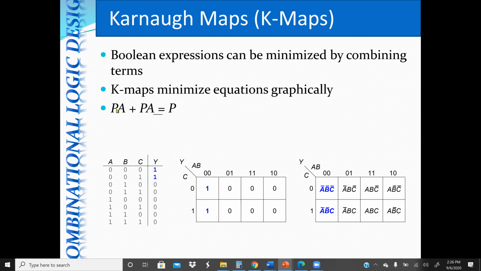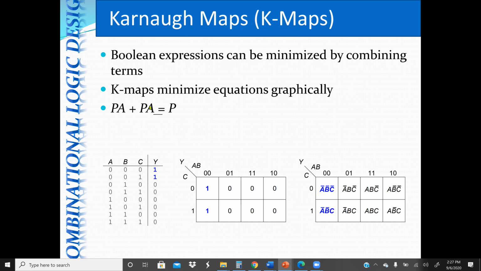So for example, if I have PA plus PA invert, the answer will be P, because by using Boolean algebra, P will be common. I'll take P out and I'll have a parenthesis A plus A invert. A plus A invert always will give me 1, because if A is true, then A invert will be false. If A is false, then A invert will be true. So always true plus false will give me true. So that will give me 1. So in this case, only P will be left.